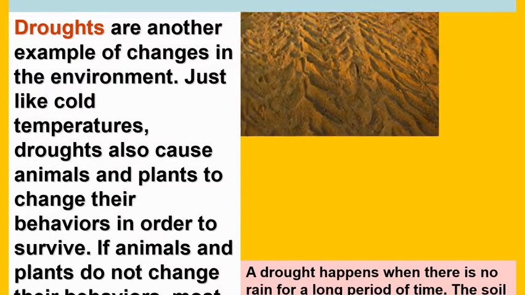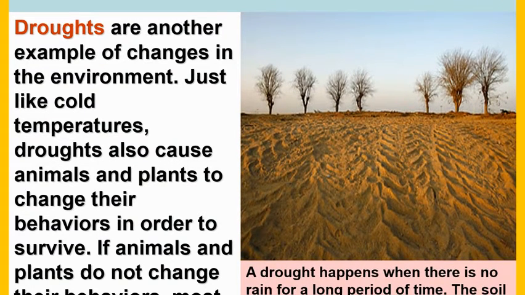Droughts are another example of change in the environment. Just like cold temperatures, droughts also cause animals and plants to change their behaviors in order to survive. If animals and plants do not change their behaviors, most likely they will die. A drought happens when there is no rain for a long period of time. The soil gets very dry and there is no water available for plants or animals.